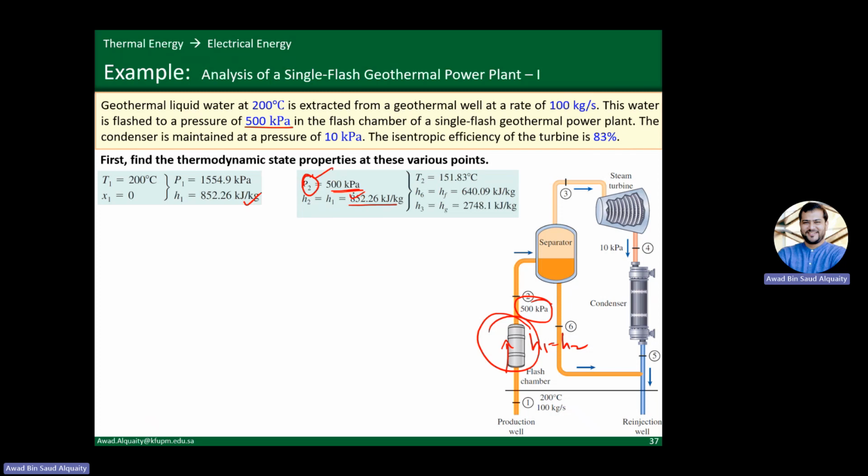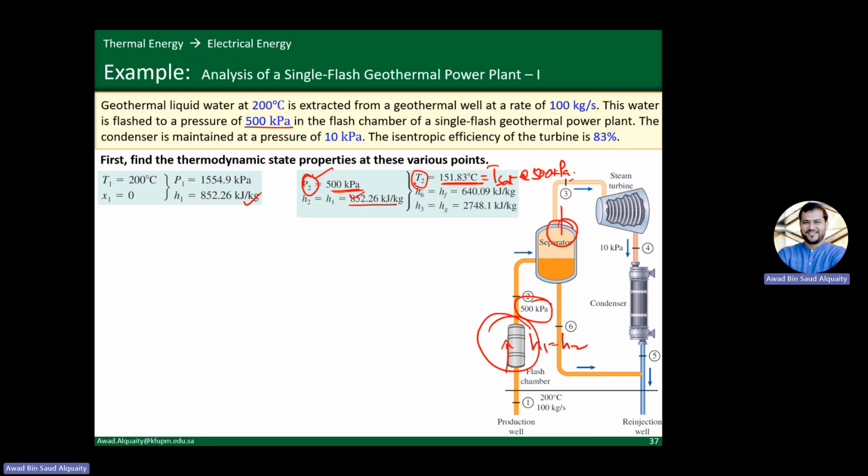Using these two properties, we can find out the state of the mixture that we have at state 2, right? At state 2, the temperature is 151.83 degrees Celsius. So this is essentially the saturation temperature at 500 kilopascal. So this is Tsat at 500 kilopascal. Okay. At state 2, we have a mixture of saturated liquid and vapor.